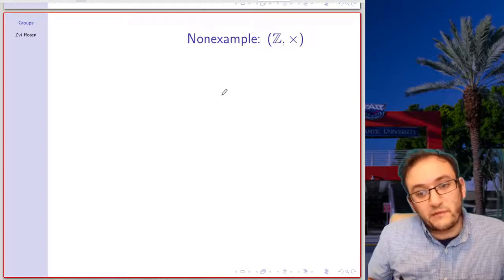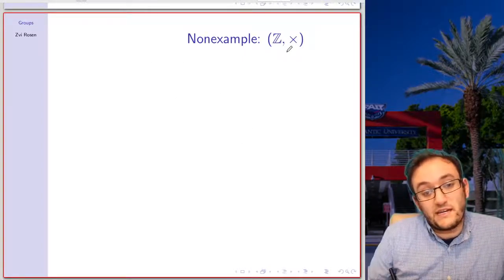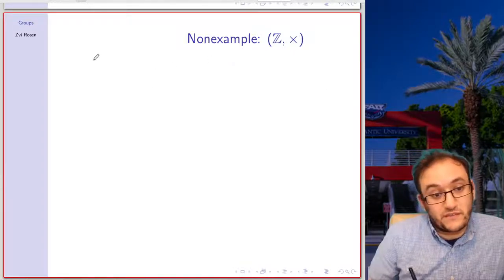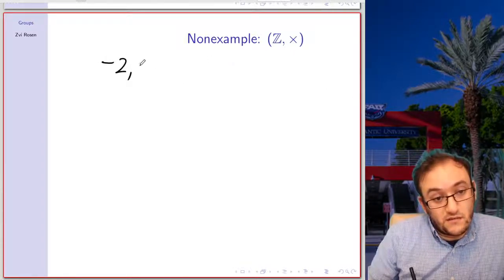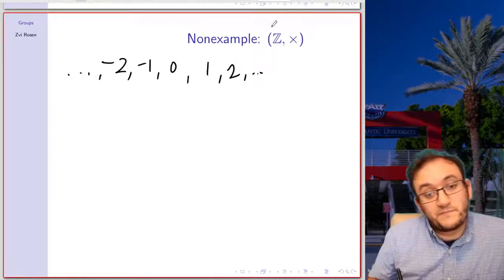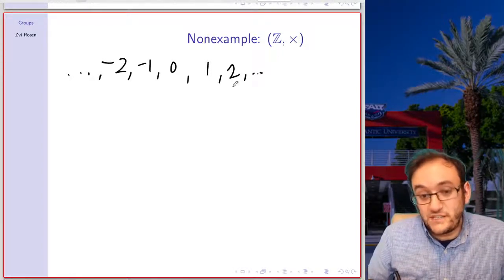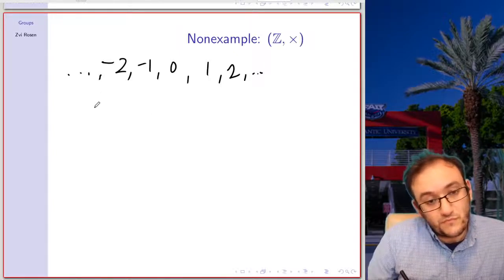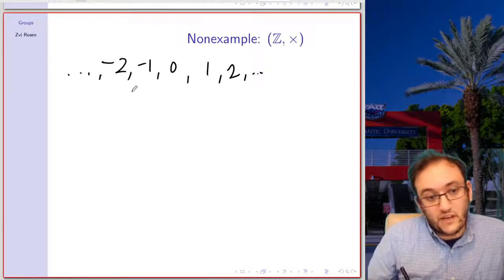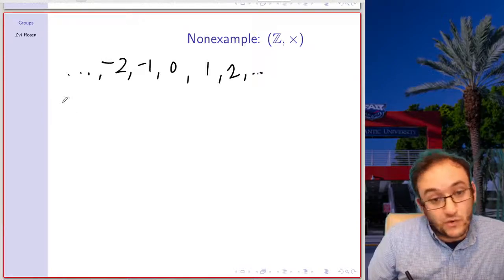Okay, let's think about some things that aren't groups. So if we were to consider just the set of integers, so this is -2, -1, 0, 1, 2, and you're going off in each direction, and I wanted to use multiplication as a group operation. Well, this is a well-defined operation, obviously. You can always multiply two integers, and closure works, right?